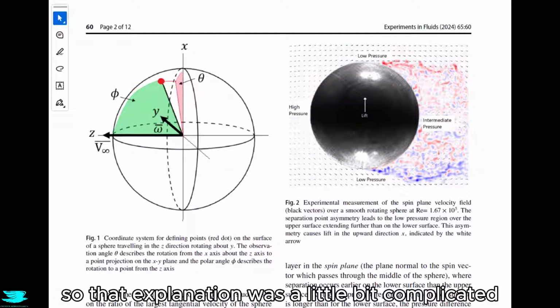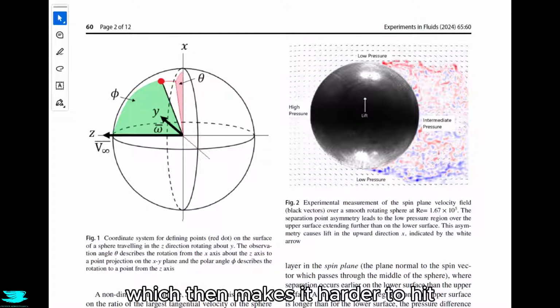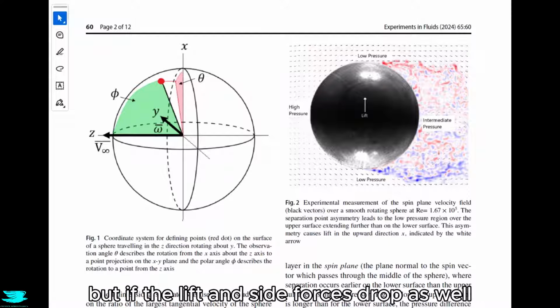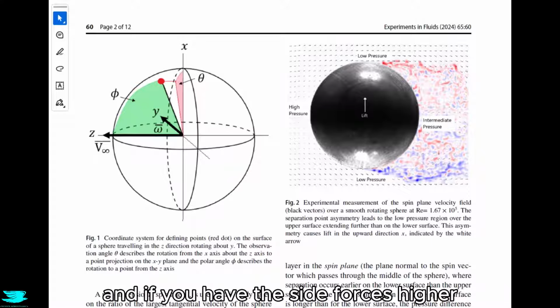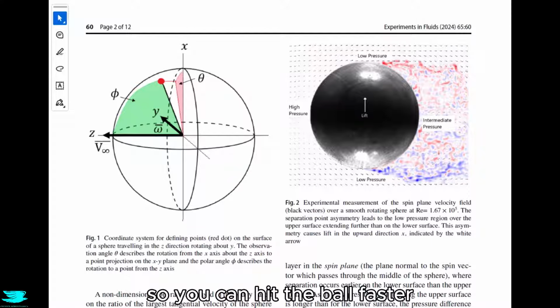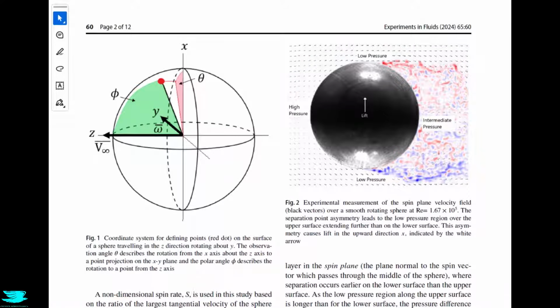So that explanation was a little bit complicated, but the takeaway here is if the drag on the ball is high, it might decelerate the ball faster, which then makes it harder to hit. But if the lift and side forces drop as well, then that will also make the ball less hard to hit. And if you have the side forces higher, so you can hit the ball faster, that might make the ball harder to hit as well.